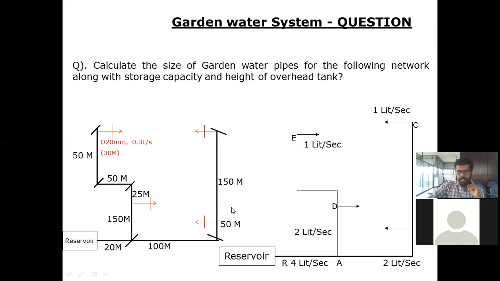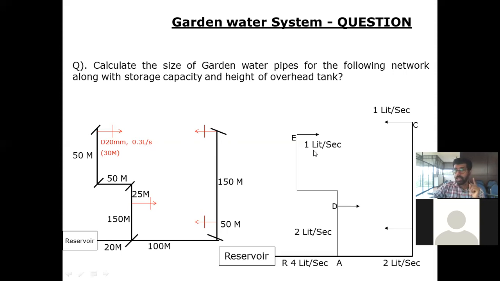And these both are the same. Its length is given, and its liter per second is also given. Different nodes are given: A, B, C, D, E. So this is C, this is B, this is A, this is D, and this is E. Its length is given here, and its liter per second is also given here. It is given as 0.3 liter per second per sprinkler only.